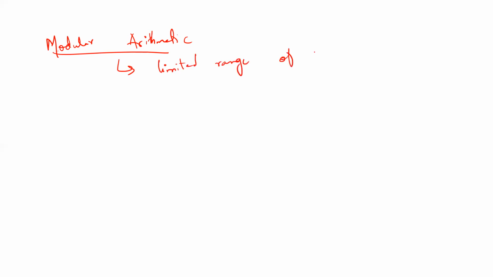Modular arithmetic is basically when we use a limited range of integers. In the case of modular arithmetic, we use a limited range of integers. And how can we limit the range of integers? We define an upper limit called the modulus.